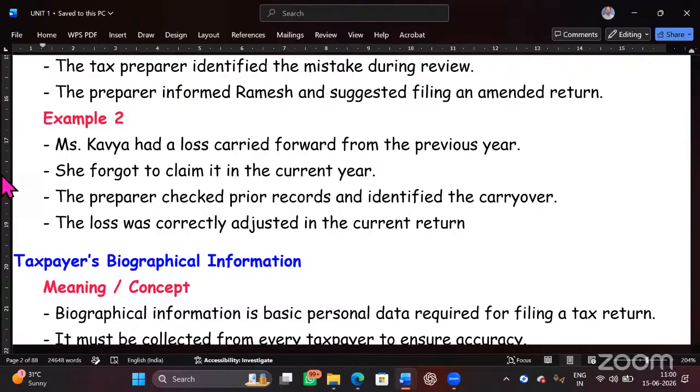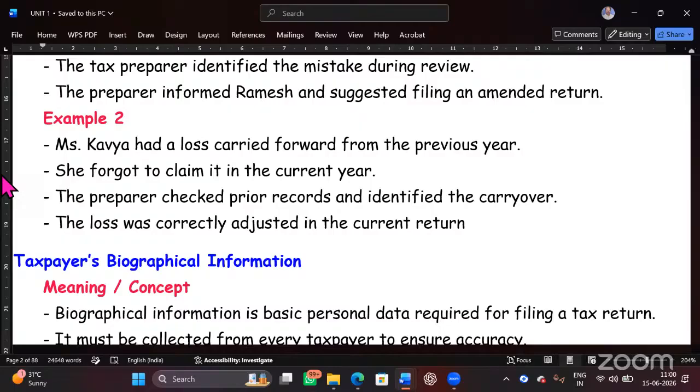In the current year, she need not pay tax on the entire 10 lakh, because last year she suffered a 4 lakh loss. Last year's loss can be carried forward to the current year. From the current year's profit of 10 lakh, last year's 4 lakh loss can be adjusted. She needs to pay tax in the current year only on 6 lakh.